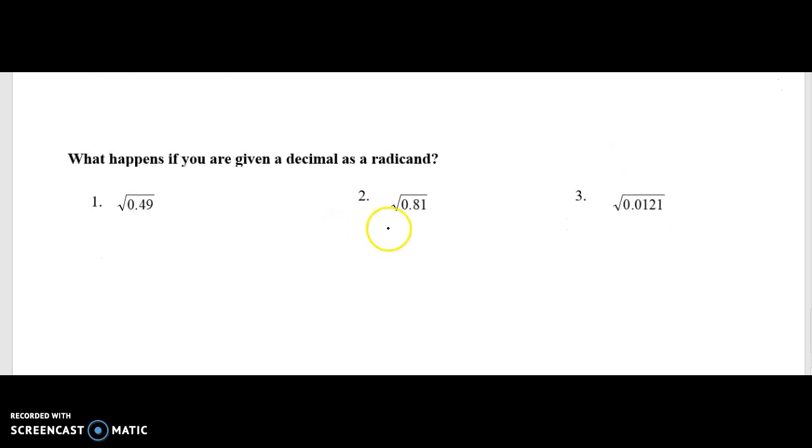Last but not least, we have what happens when you're given a decimal. This will not come up super often, but basically what you want to do is take the square root and then put the decimal place where it goes. So for this one, we have 0.49. That's going to be 0.7 as your answer, 0.7. This one's 0.81. That means 0.9 is going to be your answer. Okay, 0.9. This one over here is a little bit weird. We have 0.0121. When we go to square root this, 121 we know is 11. 0.11 is going to be our answer.